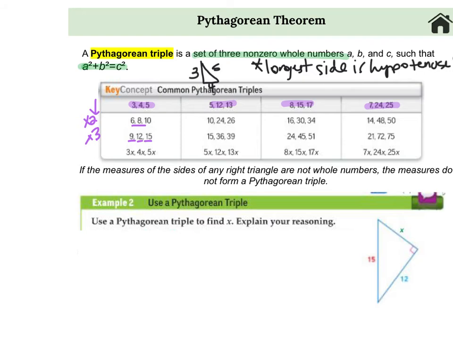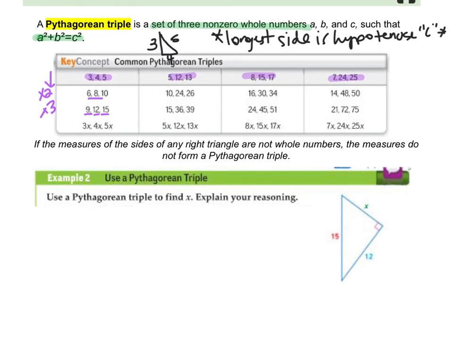So the key takeaway with a Pythagorean triple: if the measures of the sides of any right triangle are not whole numbers, then they will not form a Pythagorean triple. So all of your Pythagorean triples are going to be whole numbers. Okay, so let's use a Pythagorean triple to find the value of x.